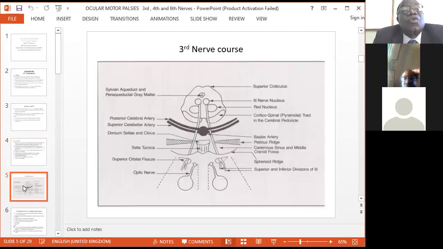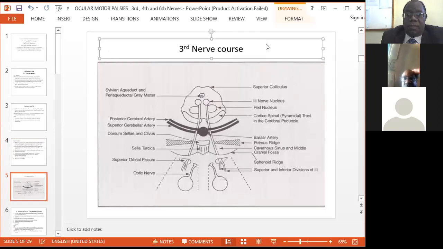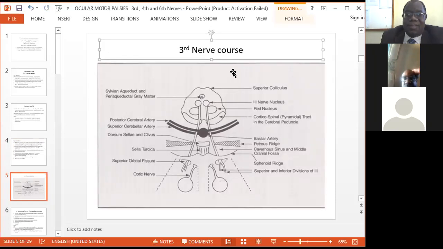This is the actual drawing, nice drawing, third nerve. You can see the, where's my label? The pointer. It does just come like that. Okay.